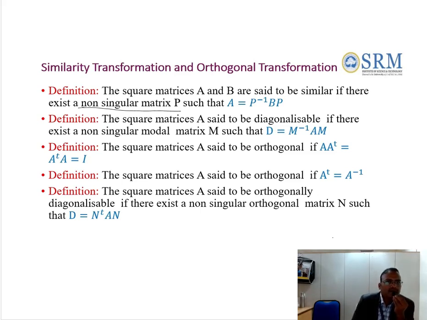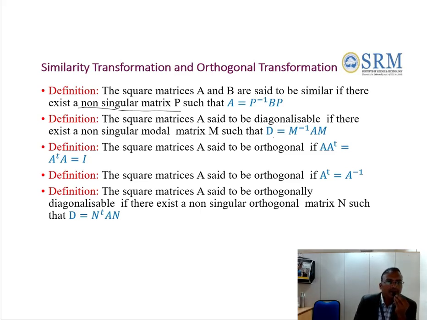Second definition: the square matrix A is said to be diagonalizable if there exists a non-singular model matrix M such that D equal to M inverse A M. That means M is a non-singular matrix, therefore the inverse exists. You pre-multiply by M inverse and post-multiply by M to A, that gives a diagonal matrix D.